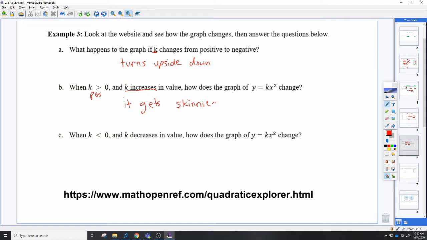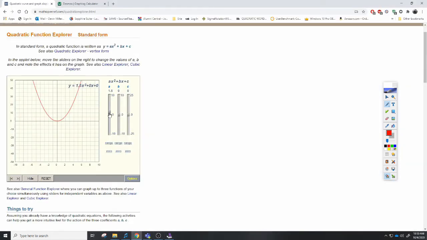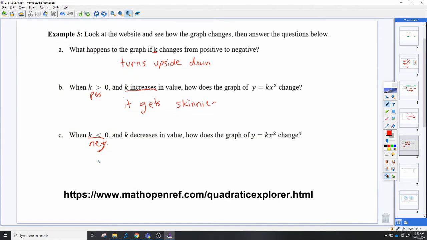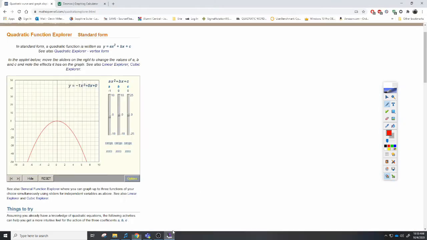All right, and the last one here, when k is less than 0, so we're going to go to a negative number. So I'll start back at the negative, let's just do -1. Let's start with that. And then k decreases in value. So we're going to go down. We're going to start at -1, and then we're going to decrease. We're going to go down to like -3, -4, -5. How does that change the graph?